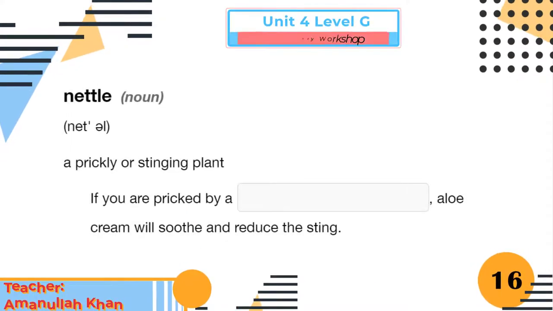Nettle. Nettle is a noun, meaning a prickly or stinging plant. Here are a few ways in which nettle can be used. Tiffany developed a rash where the nettle had brushed her leg in the woods. The gardener tried to rid the lawn of the nettle bushes. Now you say nettle. Try the word again.